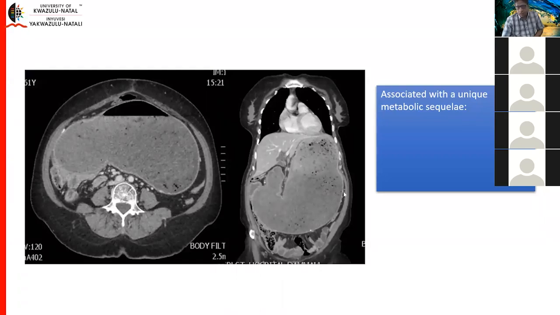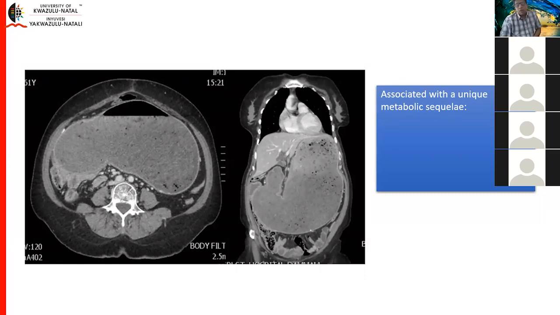You can see how big this is, stretching right across the abdomen. It's going all the way down almost into the pelvis. There's the pelvic brim there. It's almost into the pelvis, and it's even pushing up the left hemidiaphragm. What clinical feature would you find here, Tobila?